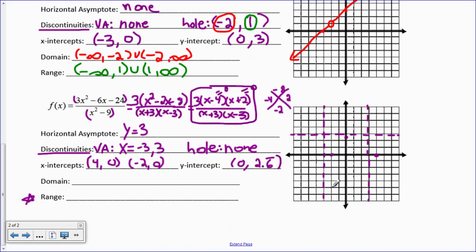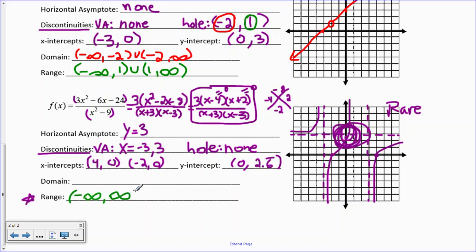Now, all you have to do is look at your calculator to see what's happening. I have this little piece here, I have this in the middle, and then I have this over to the side. Look at that. It's crossing the horizontal asymptote. Because we didn't have a hole and the horizontal asymptote didn't interrupt us, the special range here is actually going to be all real numbers.